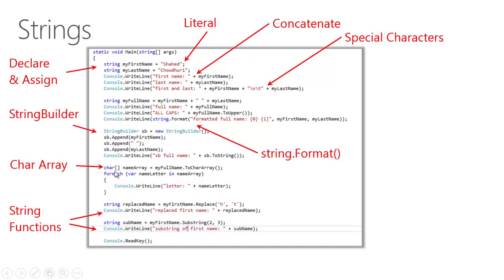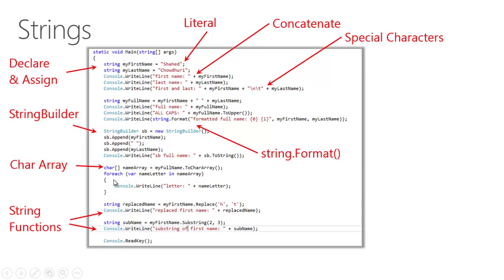Next, we have what's called a character array. An array of objects or primitive types can be anything which is a sequence of objects and items of the same type. In this case, we have a character array, which is indicated by char followed by square brackets. The character array, in this case, I have a variable called name array. To get the name array, I'm taking my full name, which is a string, and I'm using the ToCharArray method to convert my full name to a character array and assign it to name array.